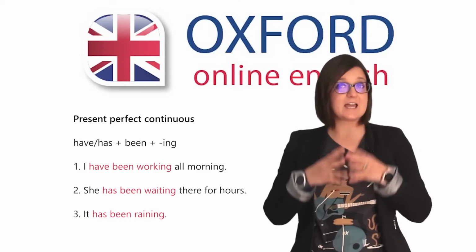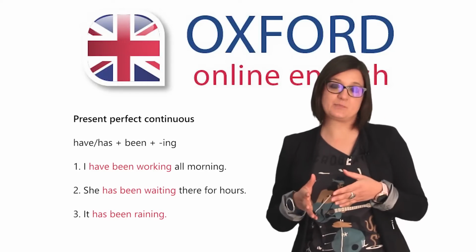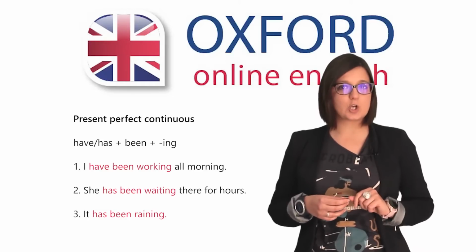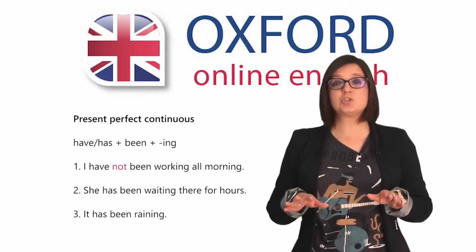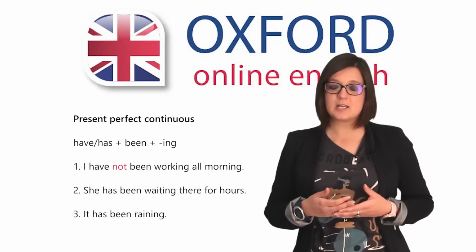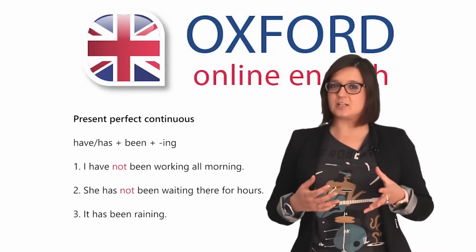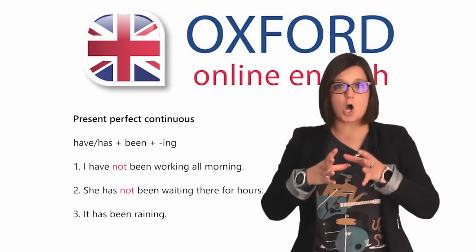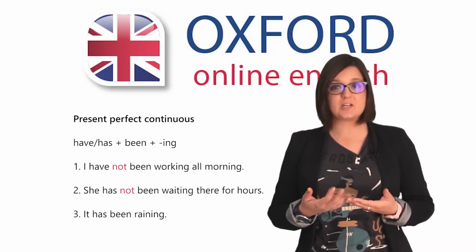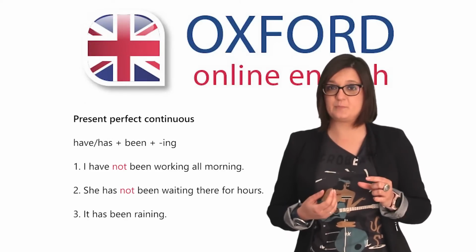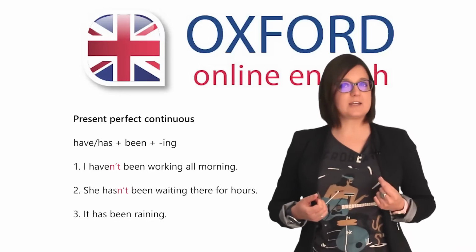Next, to make a negative, just add not after have or has. For example, I have been working all morning. I have not been working all morning. She has been waiting there for hours. She has not been waiting there for hours. Actually, we're emphasizing the word not so you can hear it. But in natural speech, you should use contractions like haven't or hasn't. I haven't been working all morning. She hasn't been waiting there for hours.